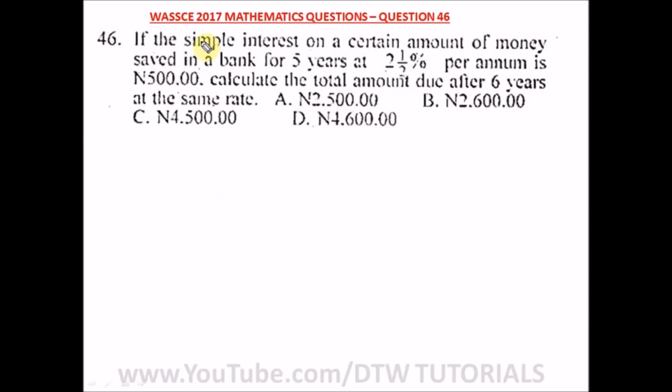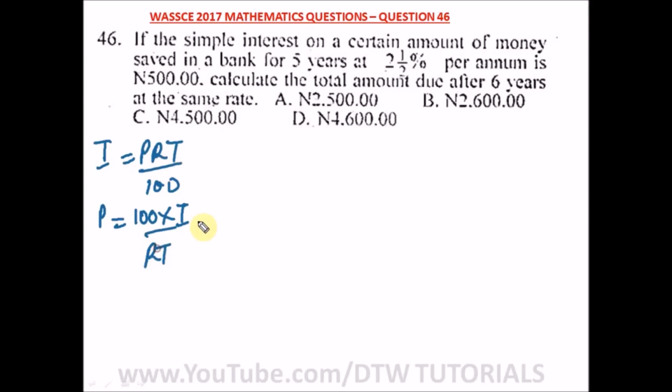Question 46 of our WASSCE 2017 mathematics past question, that's your WAEC 2017. It says, if the simple interest on a certain amount of money saved in a bank for 5 years at 2.5% per annum is 500, calculate the total amount due after 6 years at the same rate. Okay, rate being constant. Now to calculate the total amount due after 6 years, first of all, let's find the principal.